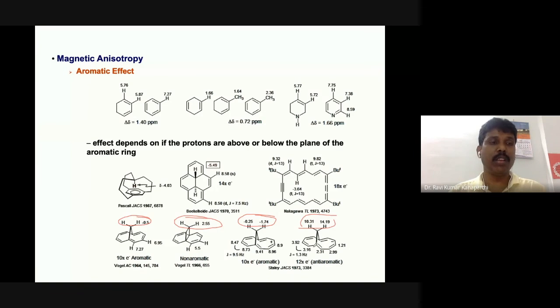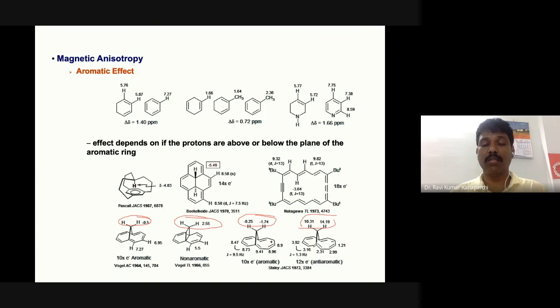And the reverse phenomenon is observed for anti-aromatic compounds. I hope you know the difference between aromatic and anti-aromatic. 4n and 4n plus 2 pi electrons is the criterion on which aromatic systems are classified, right? So let's say benzene, you have 4n plus 2 pi electrons, and naphthalene, you have 4n plus 2 pi electrons. Anthracene, pentacene, pyridine, and many other molecules. So wherever you have 4n plus 2 pi electrons, those are said to be aromatic compounds. But there are molecules which have exactly 4n electrons, what we call anti-aromatic.